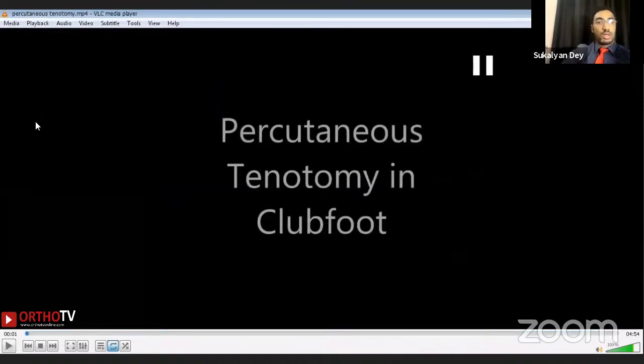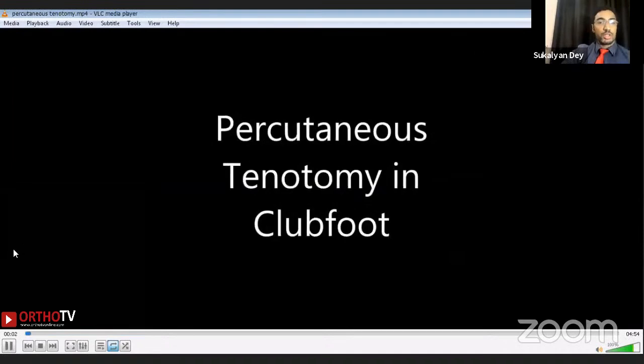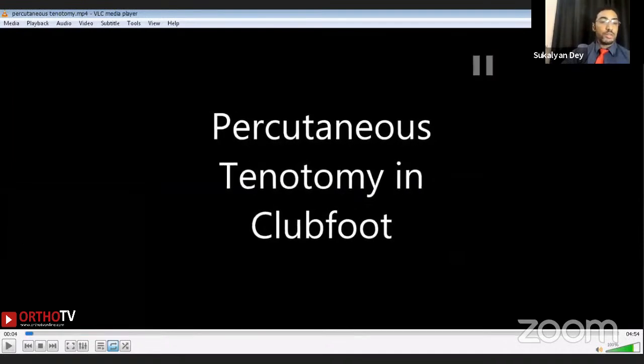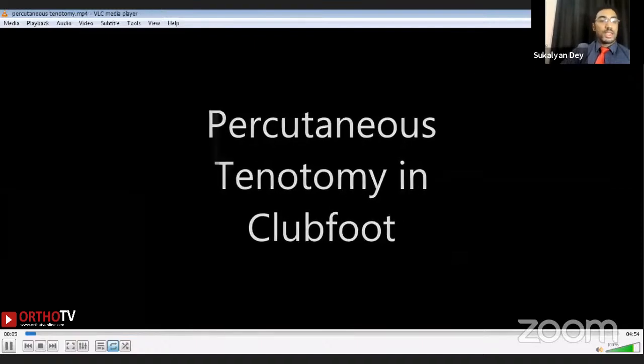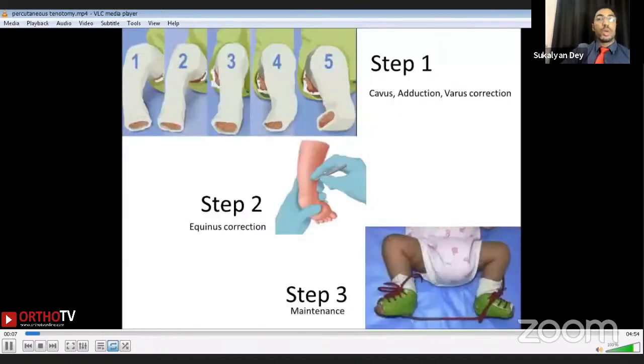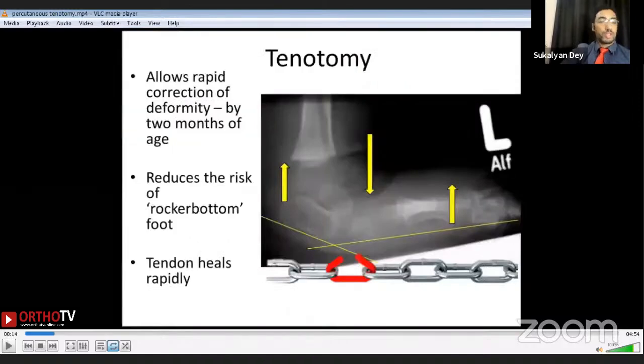Now my second video talk is on percutaneous tenotomy in clubfoot. The Ponseti method essentially consists of 3 stages. One is serial manipulation and plaster of Paris, which corrects the cavus, adduction, and varus deformities. The second important step is the correction of equinus deformity, before proceeding to the third stage, which is maintaining the correction with the help of foot abduction braces.